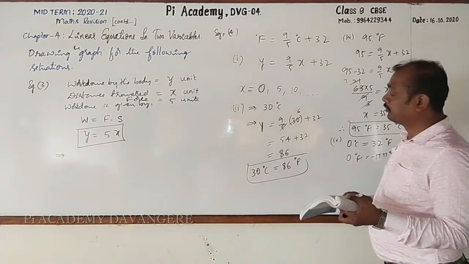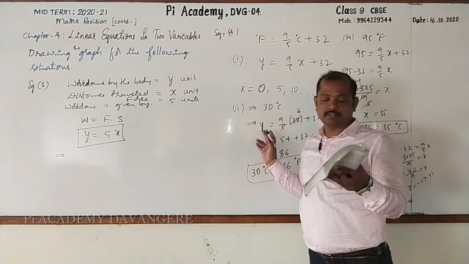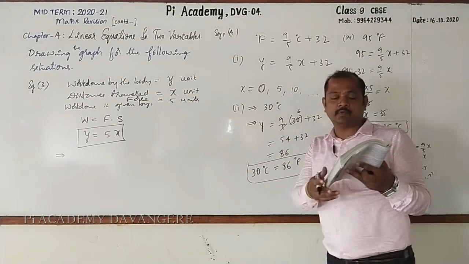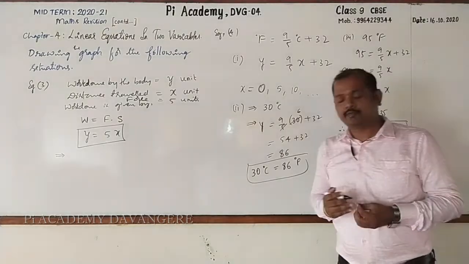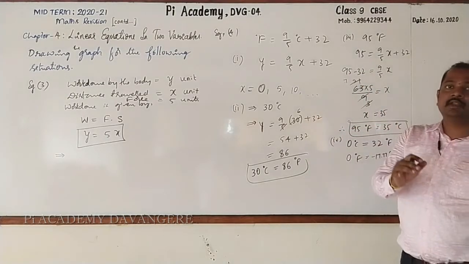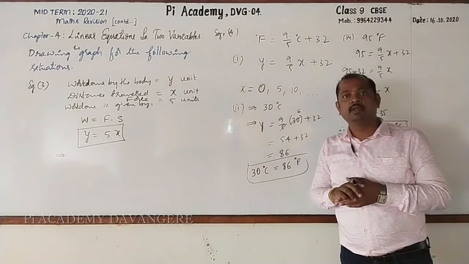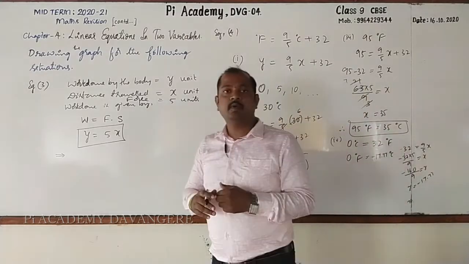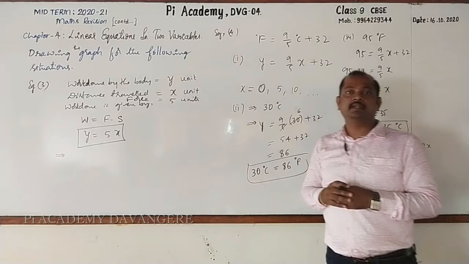Next, one more. This is very important. Fifth sub question is like this. Is there a temperature which is numerically the same in both Fahrenheit and Celsius? If yes, find it. Of course, there is a temperature at which Celsius scale and Fahrenheit scale are equal. You all know that. Could you tell what is the temperature? Yes, very good. It is minus 40. But how to get that minus 40?